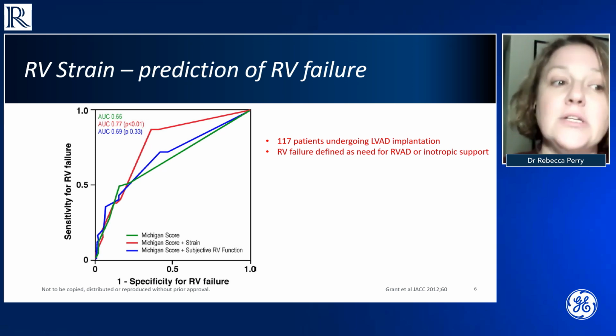In green is the Michigan score alone. In blue is the subjective right ventricular function parameters added. So these are factors such as fractional area change and TAPSE, and then in red with the right ventricular strain added. So red has the highest area under the curve and therefore is most predictive of right ventricular failure.